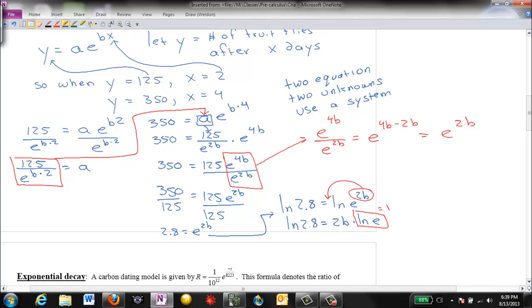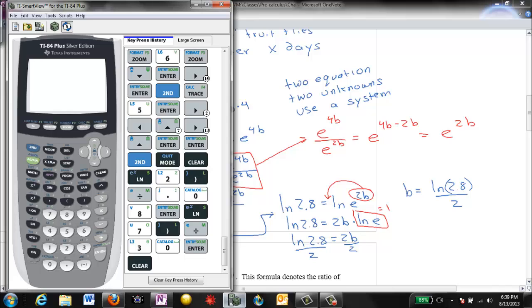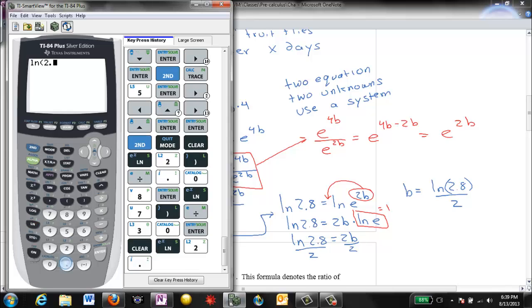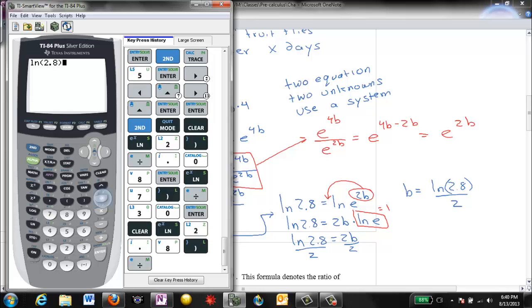So now what I have is the natural log of 2.8 equals simply 2b. And then I'm going to divide both sides by 2, right, to get b by itself. So what we find is that b is equal to the natural log of 2.8 divided by 2. And I'm going to bring up my calculator here and calculate that number. So the natural log of 2.8 divided by 2, and I get 0.515, let's say. We'll round to 3 decimal places.